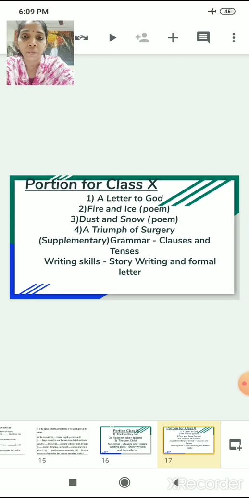Portion for class 10. A Letter to God, Fire and Ice poem, Dust of Snow, again poem, A Triumph of Surgery, which is from the supplementary reader. Grammar topics, clauses and tenses, writing skills topic, story writing and formal letter.